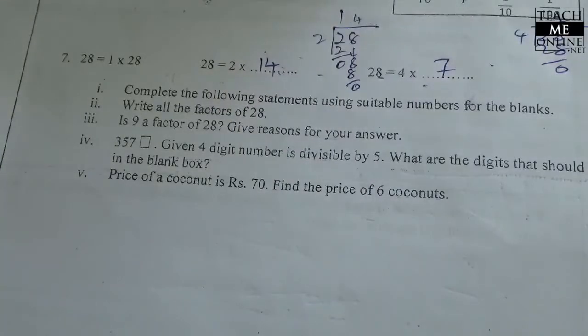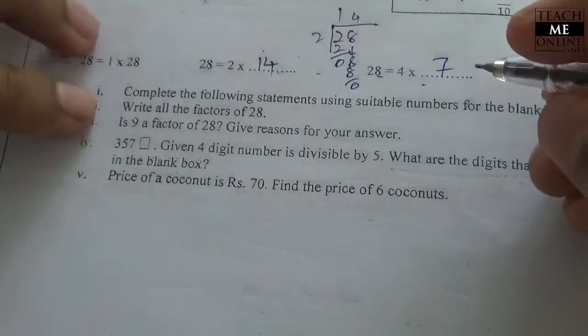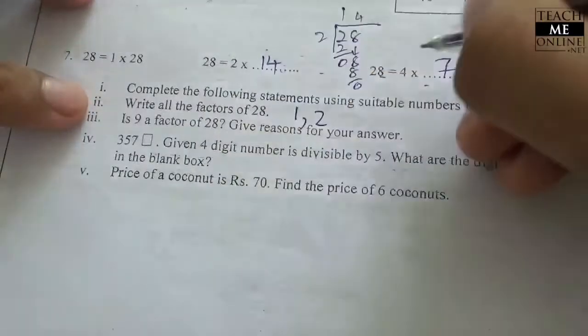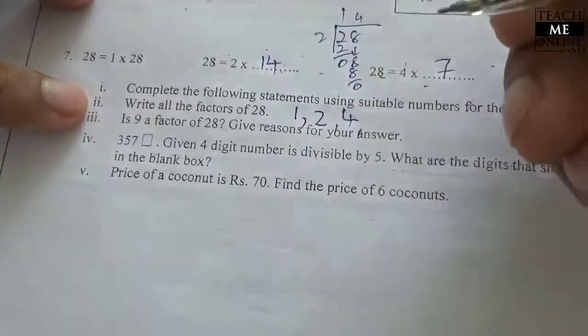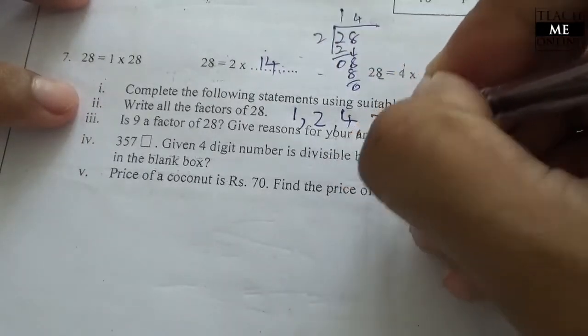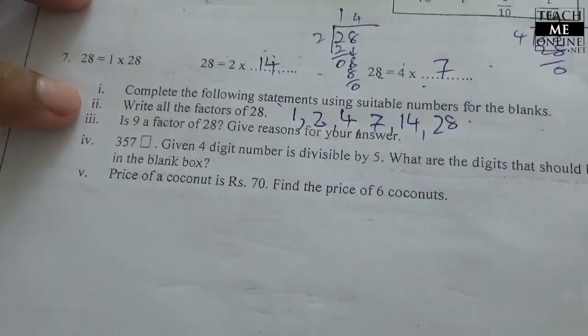Question number 2. Write all the factors of 28. So we can write 1, 2, 4 and 4 times 7, 2 times 14 and 1 times 28. These are all the factors.